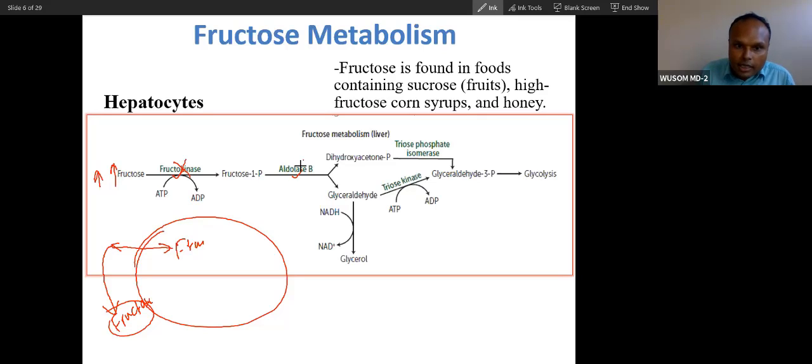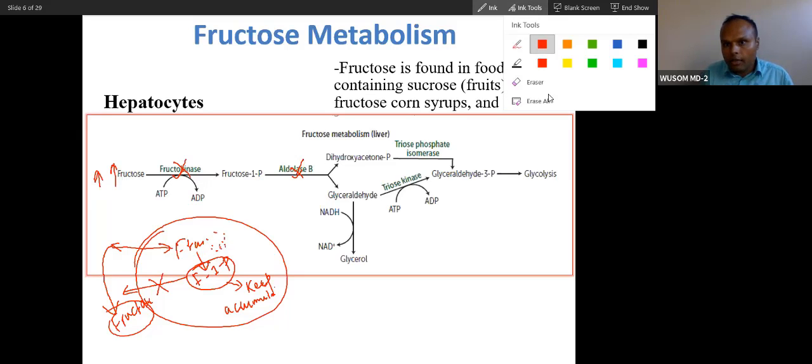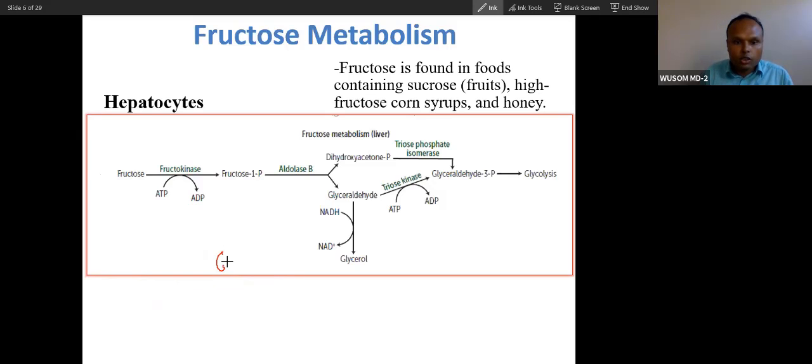Okay, if this is absent, what will happen? Fructose has already been converted into a molecule that cannot come out of the cell. This molecule will keep accumulating in the body, in the hepatocyte. And I told you, you can remember these molecules like grains. So many grains will accumulate. And you can imagine this molecule the same way glucose 6-phosphate accumulated in the liver, and that actually blocked glycogenolysis.